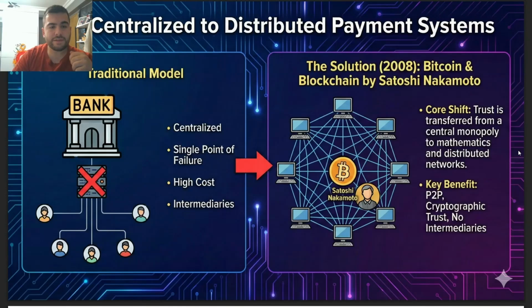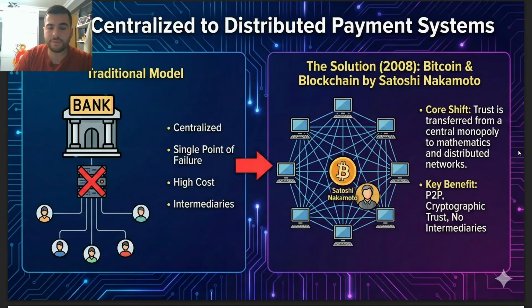In the traditional banking structure, as you can see on the left, everything relies on the central institution. Users must go through this single point to transact. However, this creates a single point of failure. If the center goes down, the whole system locks out.